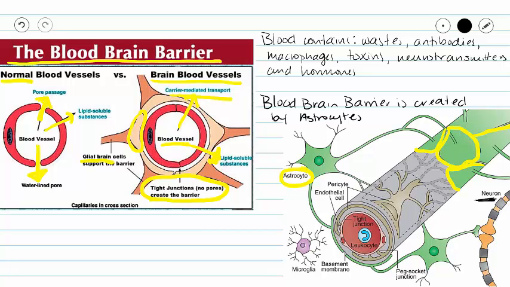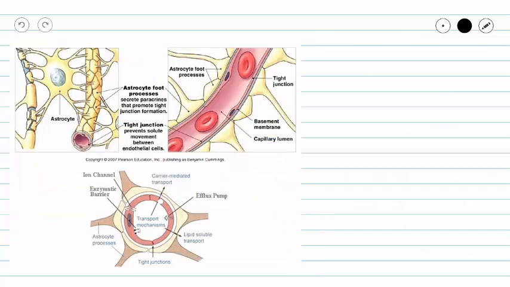Now, some material can get through. These capillaries are still permeable to water and glucose. So glucose is going to be our fuel for all of our neurons. Dissolved gases can move in and out of the capillaries with no problem. And lipid-soluble substances such as alcohol, caffeine, nicotine, and anesthetics can also move directly through all of those cell membranes to make it into the CSF. But generally, we can say that our blood-brain barrier is a tight barrier created by tight junctions between our endothelial cells and these perivascular feet of our astrocytes. You can see in this picture over here that our astrocytes are completely surrounding that capillary.